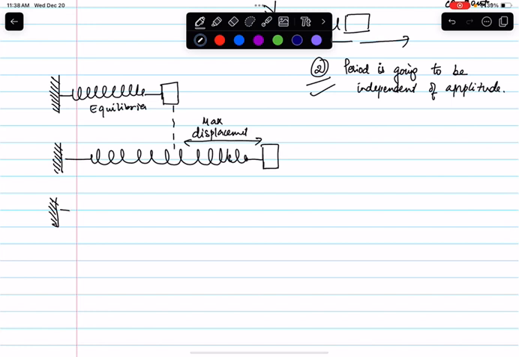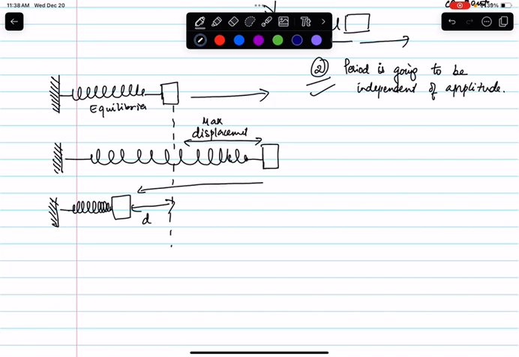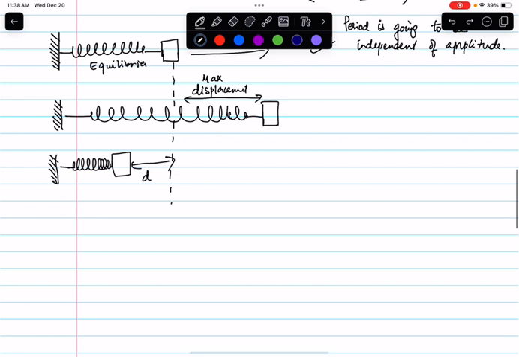Similarly, let's say the mass comes back and then it contracts. So this is a contraction, and once again, this is going to be your displacement. So this is your mass spring system. As we can see, there is an oscillation. The spring is going to the right, then it's going back to the left. And then in the final position, the spring will go back to its equilibrium. Once again, this is equilibrium.